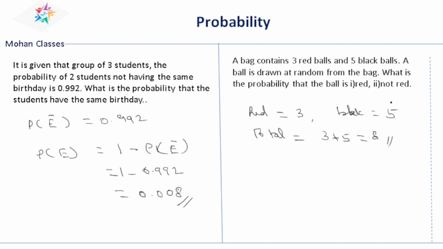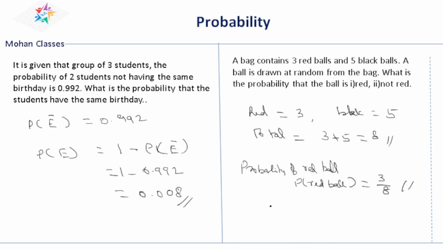So what is he taking? He is taking a red ball, right? So what is the probability of a red ball? That is P of red ball. P of red ball is equal to what? 3 divided by 8. This is the probability of a red ball.